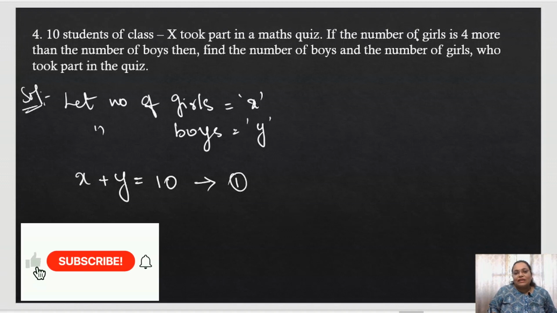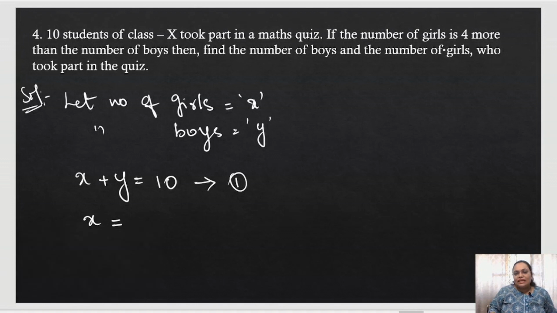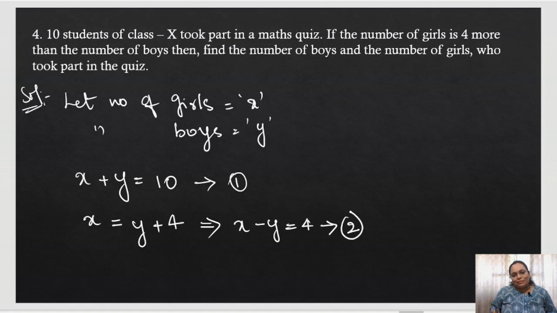So see here, the number of girls, x, is equal to 4 more than the number of boys. 4 more than is plus the number of boys, y. So once again, the number of girls x is equal to 4 plus the number of boys y. So from here, let us send y to the LHS, which is x minus y is equal to 4. So this will be our equation number 2.